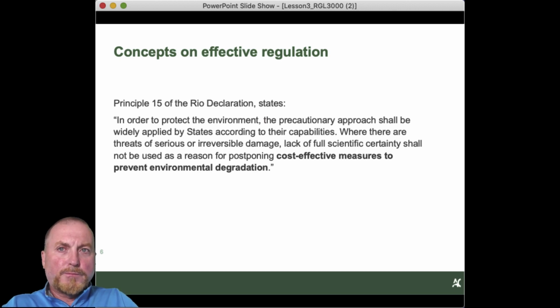We all know about Principle 15 of the Rio Declaration. We've talked about this before. Remind yourself about that by reading it on this slide.